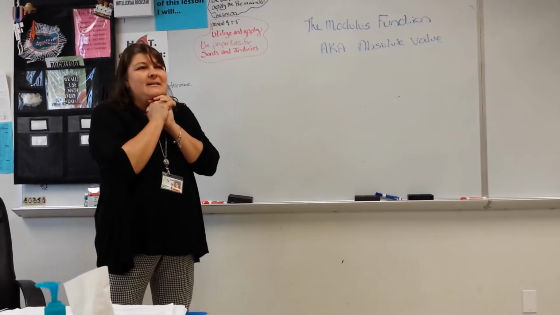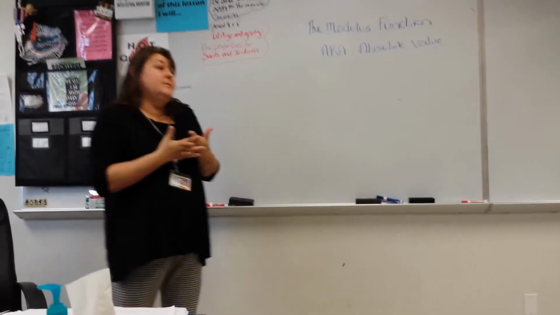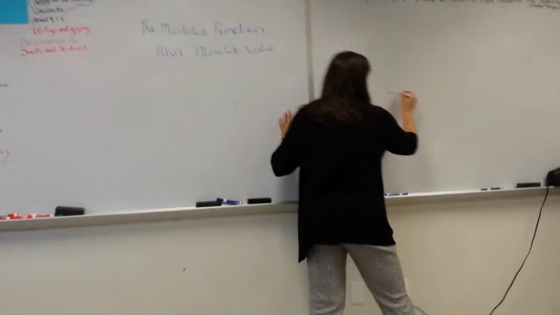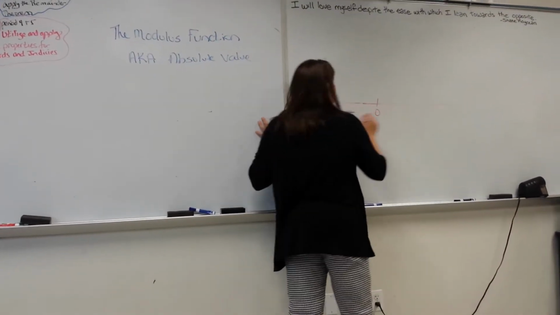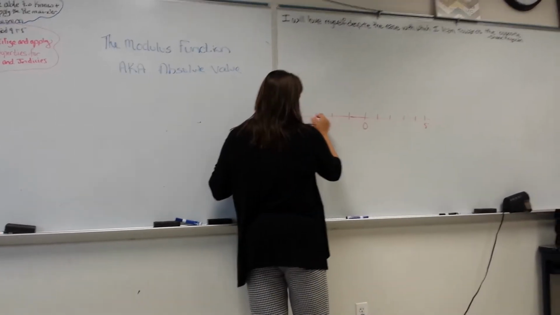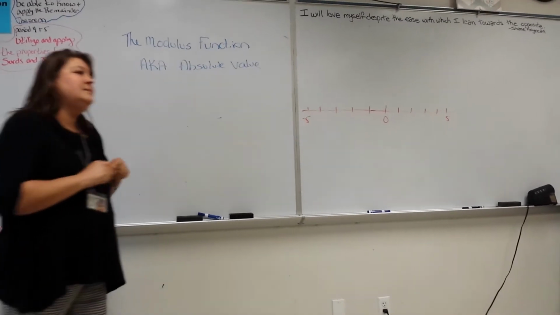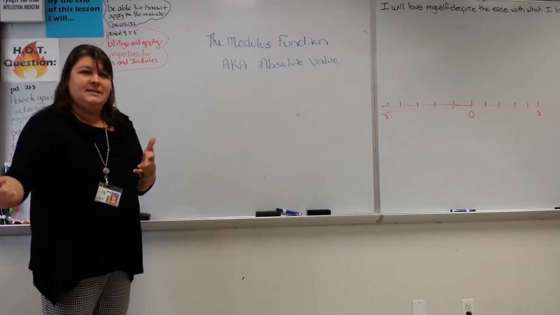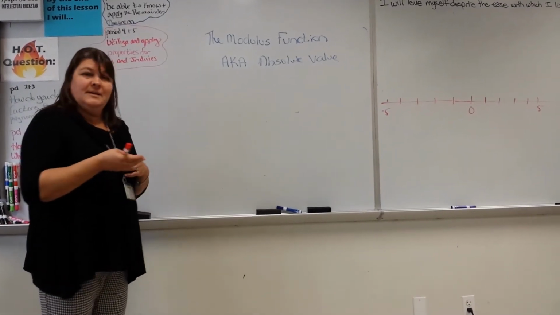So the idea is that it's distance. What do we know about distance? It can only be positive. If I'm looking at an old school number line, just for the fun of it, and I have 0 here, then 1, 2, 3, 4, 5. What is the distance from 0 to the right? It is 5 to get to 5. What is the distance from 0 to the left? It is 5.